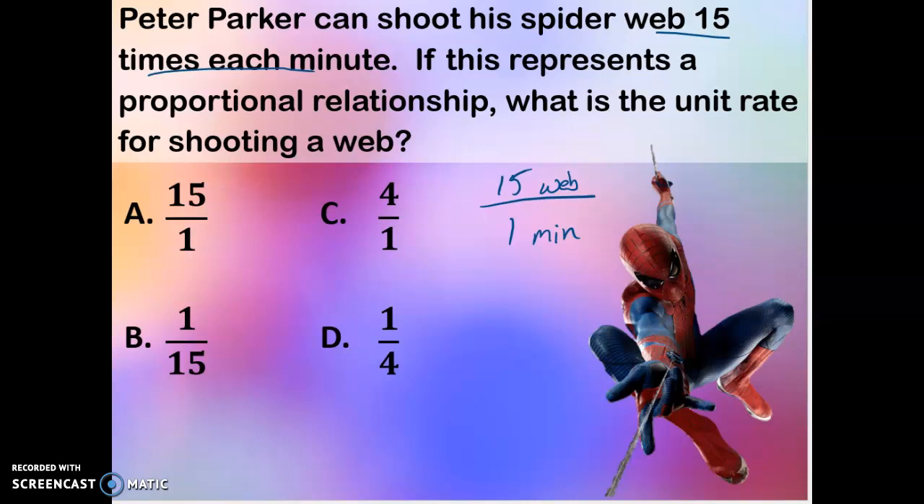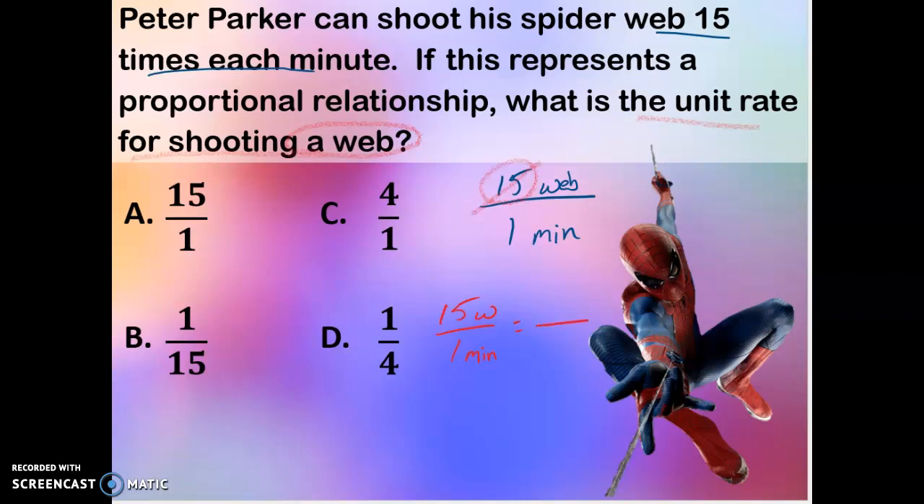So if this represents a proportional relationship, what is the unit rate for shooting a web? So we need a unit rate for shooting a web. So it's just one web. So we do not want to do 15 webs. So that is not our answer. But we can do 15 webs to 1 minute.